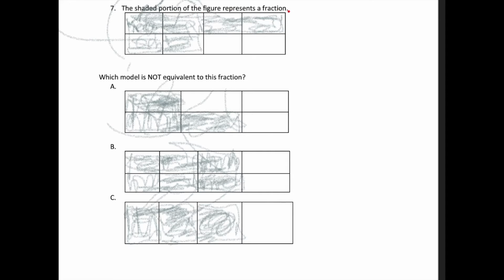All right, students, we are on question 7. It says shade the portion of the figure to represent a fraction. Which model is not equivalent to this fraction? All right. First thing we want to do, we don't have any numbers to circle, but we're going to actually circle this fraction because this is the fraction that we're looking at. And beside it, we're going to underline our question, which model is not equivalent to this fraction?